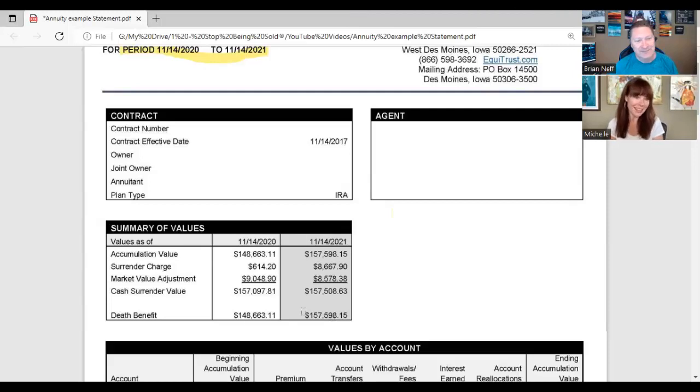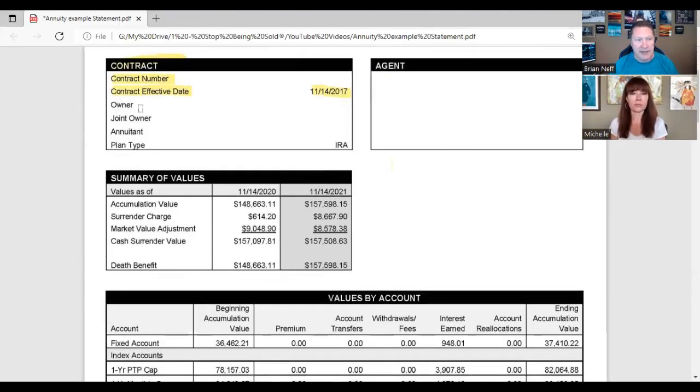All right, so let's go to the next section. You'll see contract all the time, a contract number and a contract effective date. With most annuities, Michelle, they're written on a contract, so you have to know the date when it started and your account number. You look at contract number as your account number.